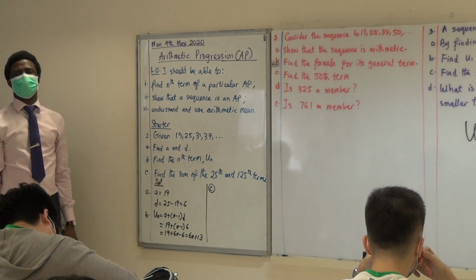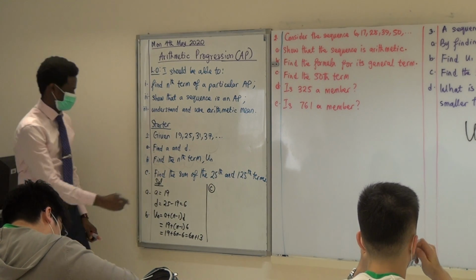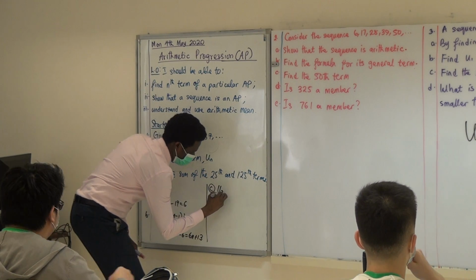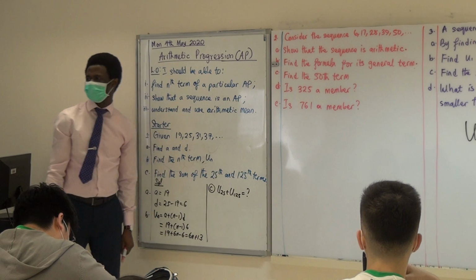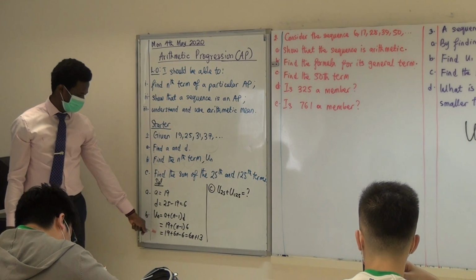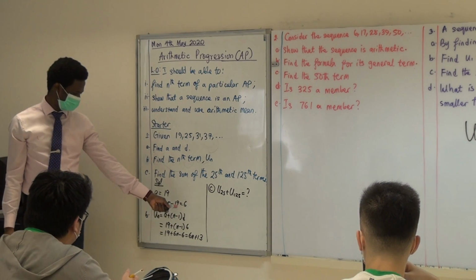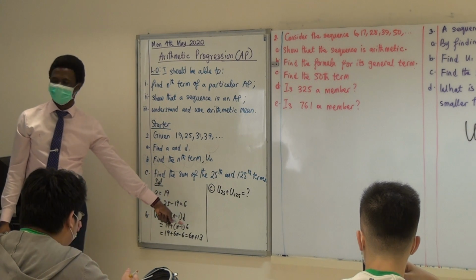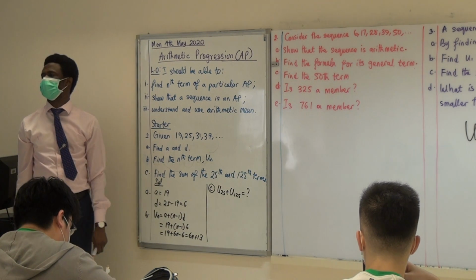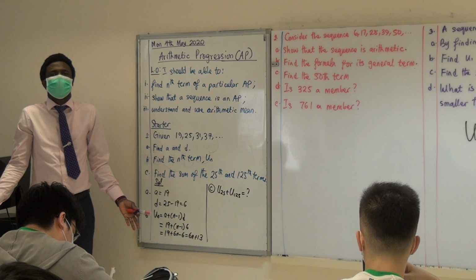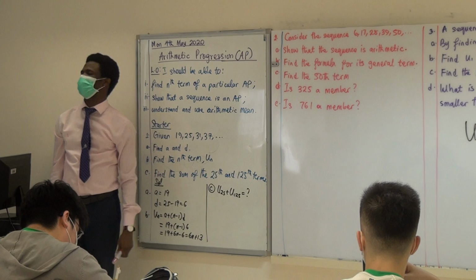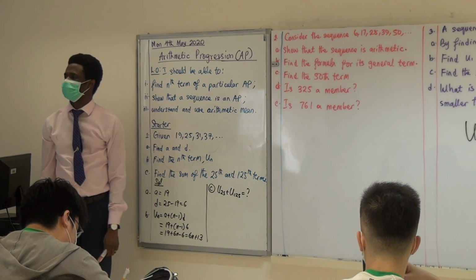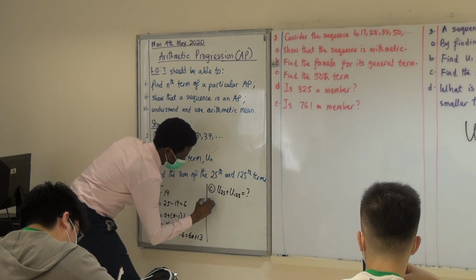Find the sum of the 25th and the 125th terms. Basically, I ask you to find U25 plus U125. This is what I ask you to find. You already have your Un to be 6n plus 13. You don't use this original formula. You use what you have just derived yourself, because that only depends on the value of n, and the values of n are 25 and 125 respectively.